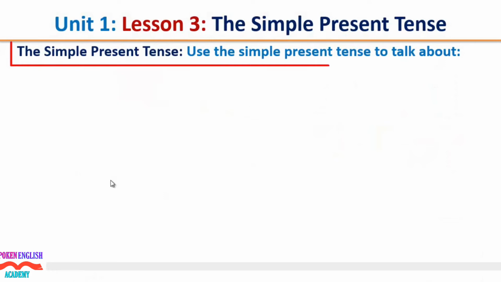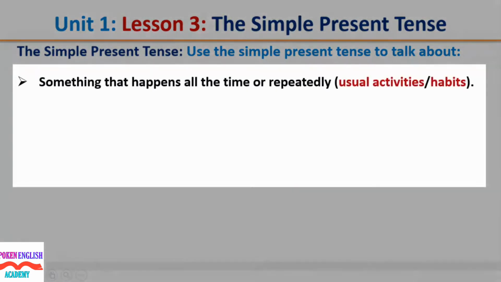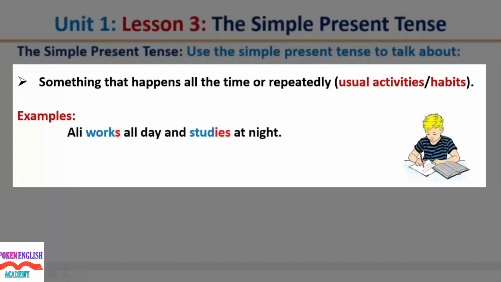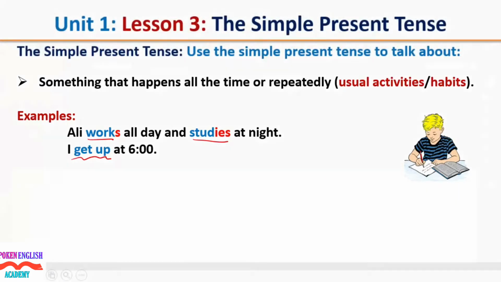The simple present tense. Use the simple present tense to talk about something that happens all the time or repeatedly, i.e. usual activities and habits. Examples. Ali works all day and studies at night. Notice here that these two actions happen repeatedly as usual activities. Another example. I get up at 6. Also, this action happens repeatedly. This is a habit or a usual activity.